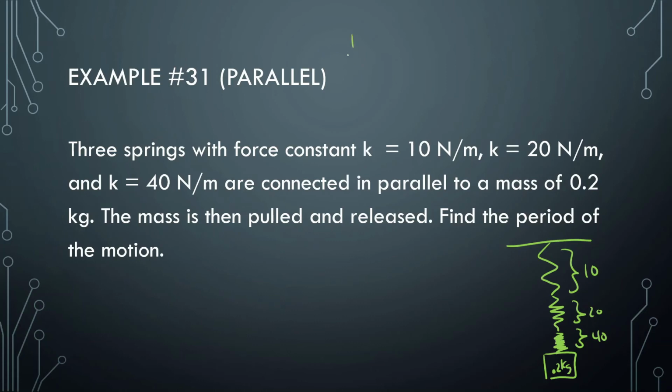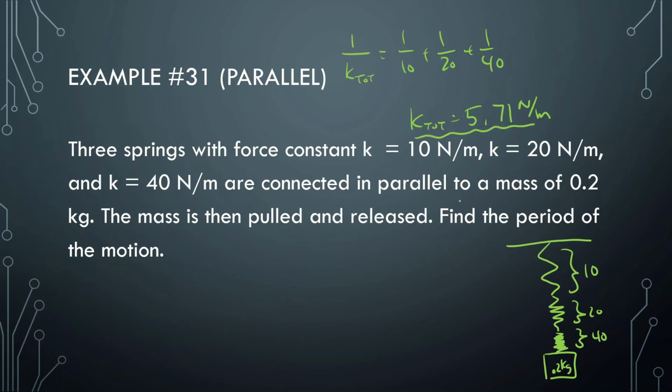So what I'm going to do is 1 over K total is going to be equal to 1 over 10 plus 1 over 20 plus 1 over 40. So now I'm just going to put this all into my calculator. Parentheses 1 divided by 10 plus parentheses 1 divided by 20 plus parentheses 1 divided by 40. And then I'm going to put that to the power of -1. And then what I get is the K total is equal to 5.71 Newton per meter.